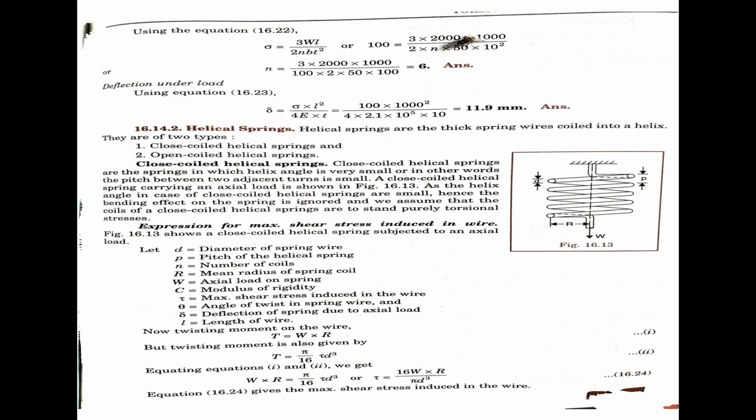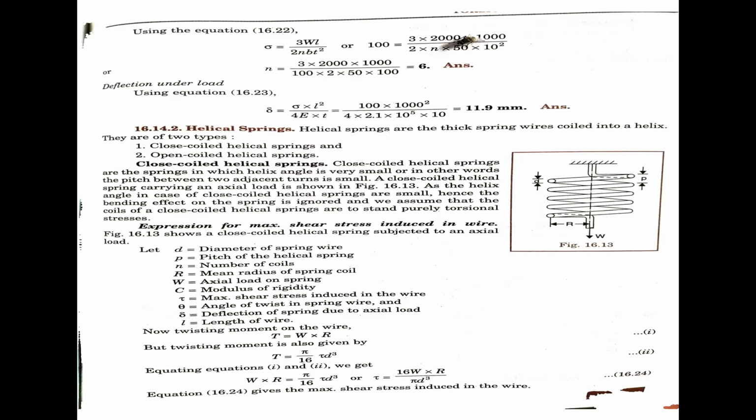Okay, equating the two equations, now we calculate the tau value, the shear stress. Finally we get tau equal to 16 W into capital R divided by pi d cube. That is equation 16.24. This is tau, the maximum shear stress induced in the wire. Equation 16.24 gives the maximum shear stress induced in the wire.